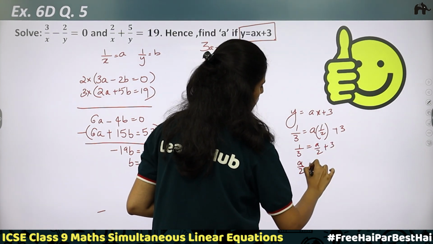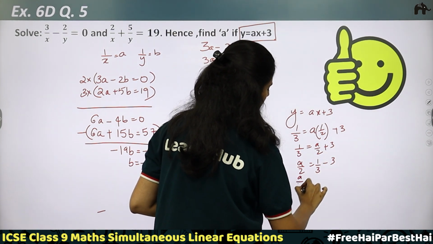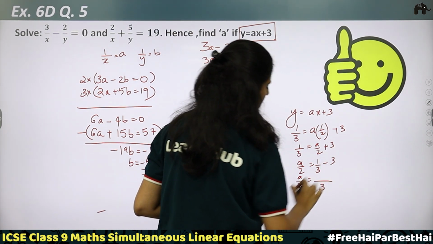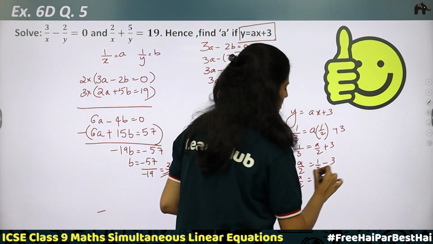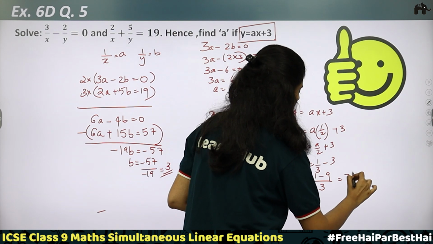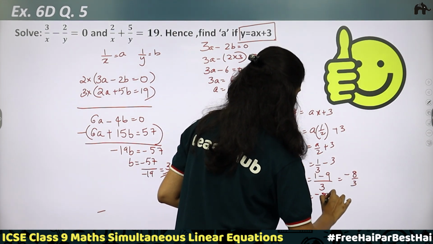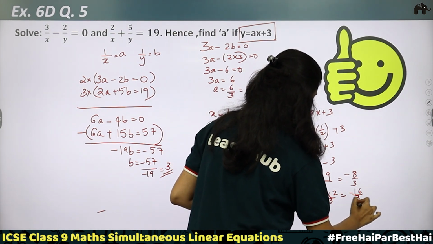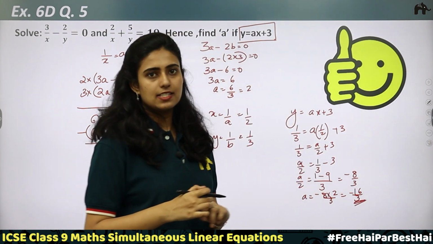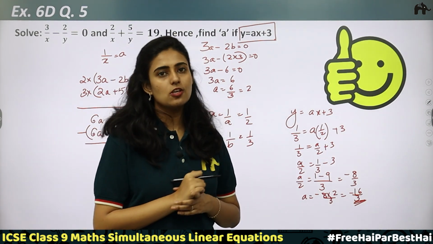Then a by 2 will be equal to 1 by 3 minus 3. a by 2 is equal to, denominator 3, 1 minus 9. Okay. 3 into 3 is 9, which is minus 8 by 3. Then a is equal to minus 8 into 2 by 3, which is minus 16 by 3. a is equal to minus 16 by 3. Okay, we have determined the value of a by finding the values of x and y.